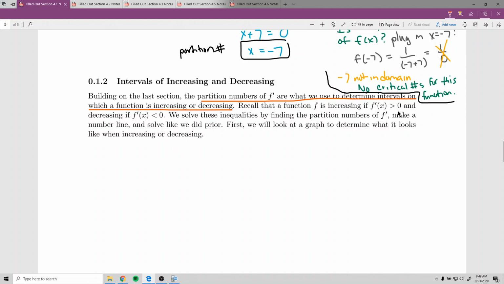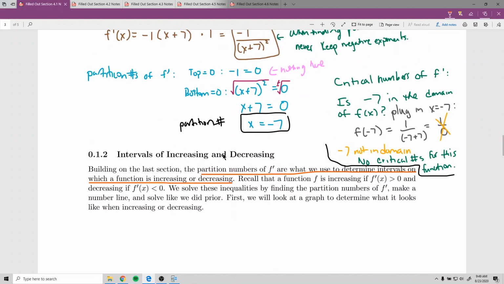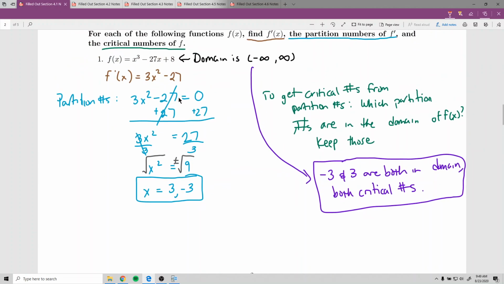Right? The reason why we don't actually use the critical numbers is because numbers that are not in the domain of a function are also where you can change increasing and decreasing. Right? And to kind of explain why, why is it so important to figure out these partition numbers? Well, we can just look at the example, what happens when the derivative is 0?